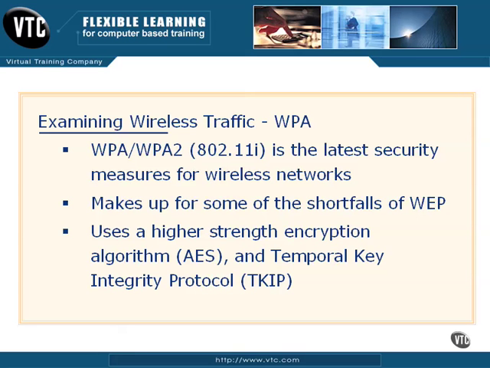Now that we've looked at WEP, let's take a look at the newest version of encryption for wireless networks, WPA. WPA and WPA2, which is also equivalent to 802.11i, are the latest security measures that you can have out there for wireless networks. They came out because of a lot of shortfalls of WEP. Repeated initialization vectors and weak RC4 encryption implementations made WEP very weak and made it so it could be easily cracked and wireless networks could be invaded.